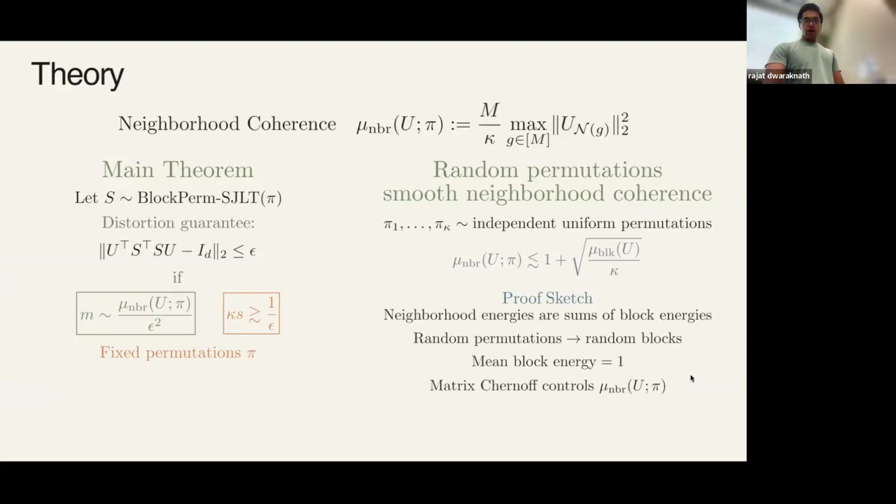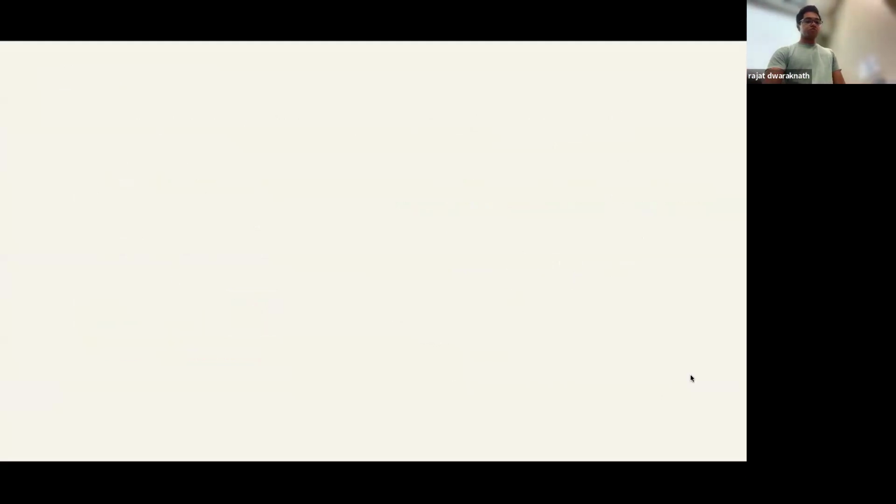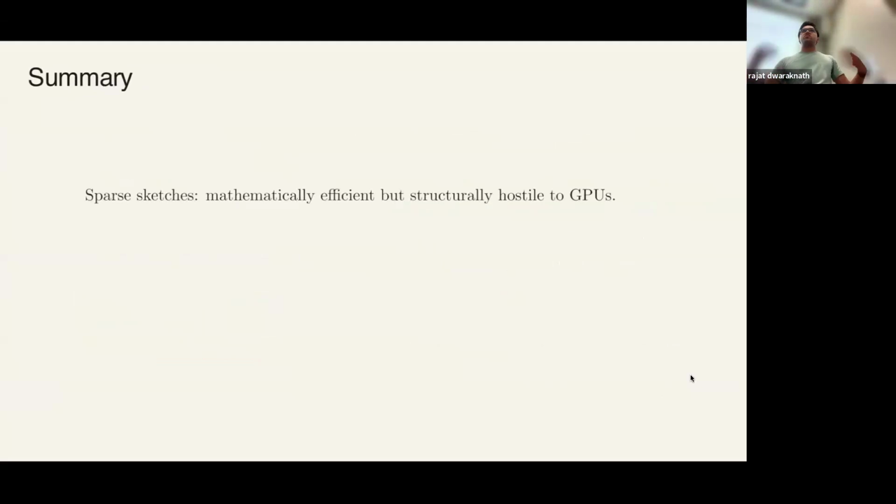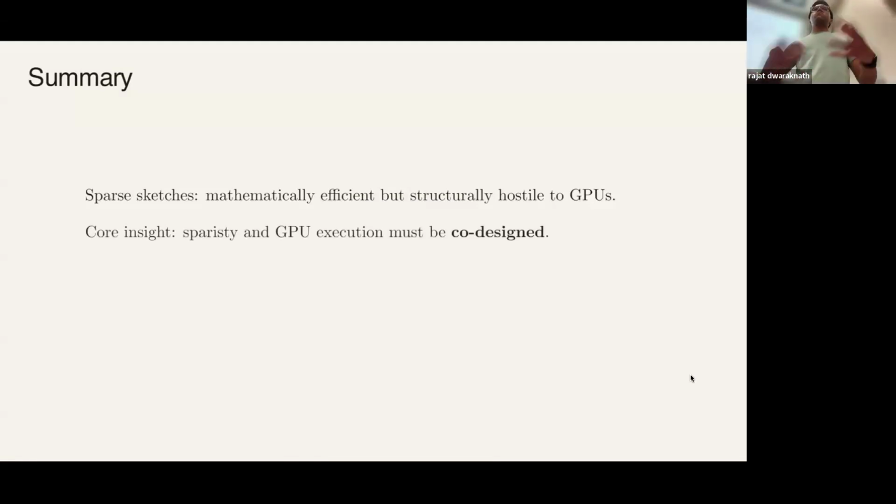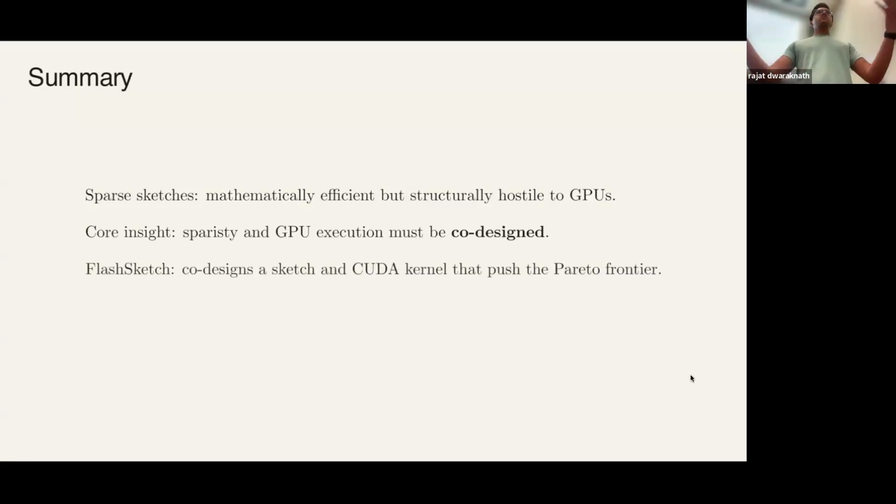Great. So now I'd just like to close with a summary. So in summary, we saw that sparse sketches were pretty mathematically efficient, but not the best for GPUs. So then we saw the main insight was that both parts are fair game, so we can design them together. FlashSketch does that and pushes the Pareto frontier.